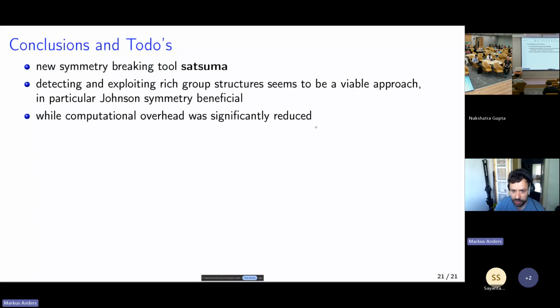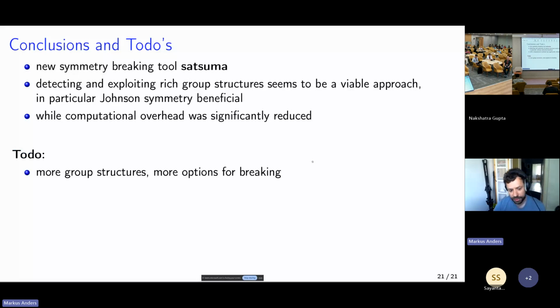Now, I don't consider this tool finished, so I still have some to-dos on my list. For example, I think that there are more group structures that we can detect. The tool doesn't nicely deal with negation symmetry. If we have some structure plus some additional negation symmetry, I think the tool could do a better job of detecting this. And also, I would like there to be more options for breaking.